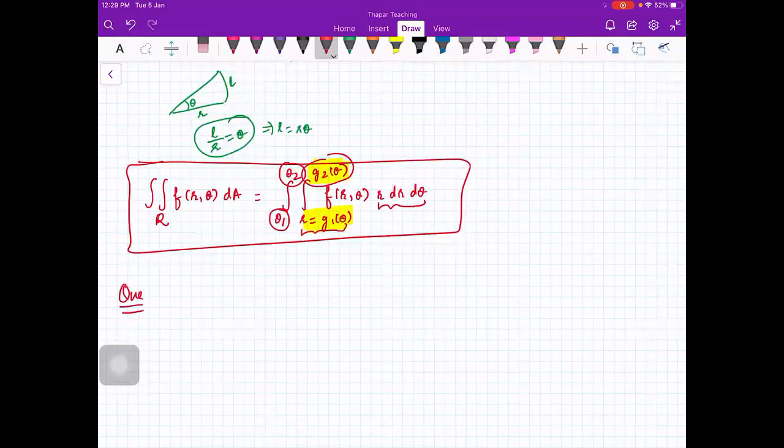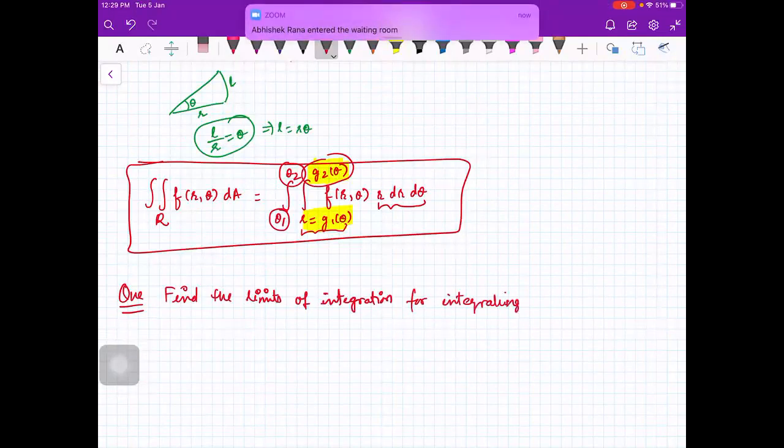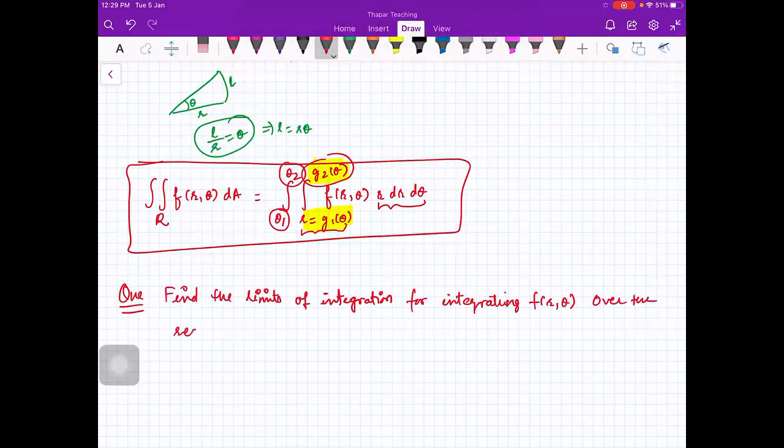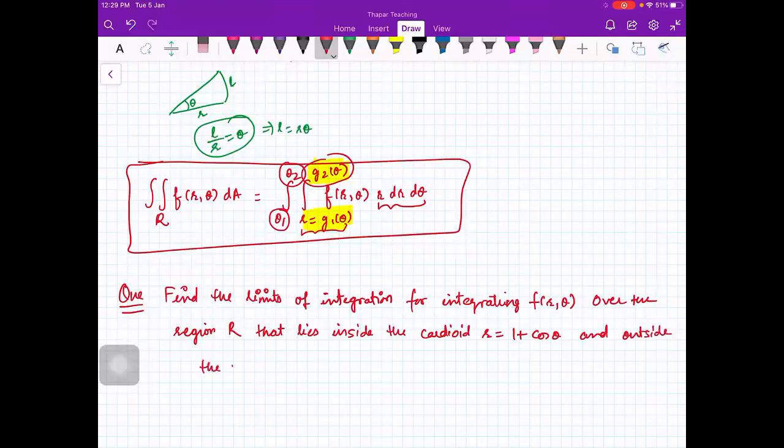Question is, find the limits of integration for integrating f(r, theta) over the region R that lies inside the cardioid r equal to 1 plus cos theta, and outside the circle r equal to 1.